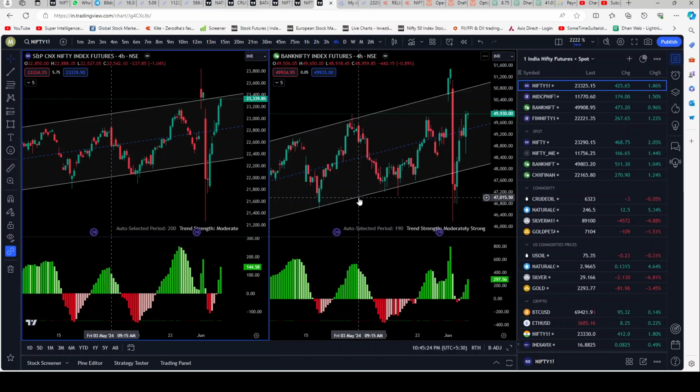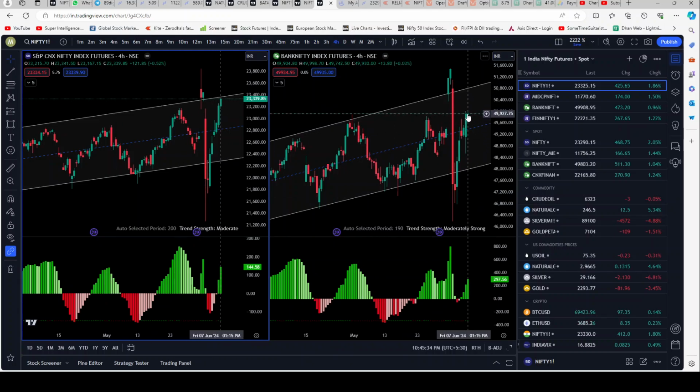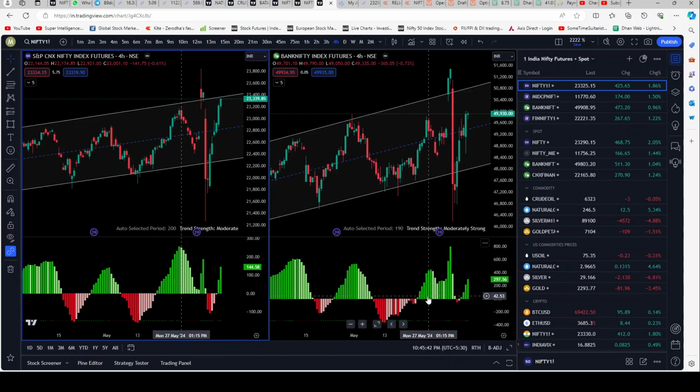Currently it's at about 23,350. I don't see it going to 24,500 in the next 1 week. And Bank Nifty also, you see, it's got a little more room to go on top. It'll probably do that, or it'll start turning from here. That's the assumption I'm making when I look at this adaptive trend finder.